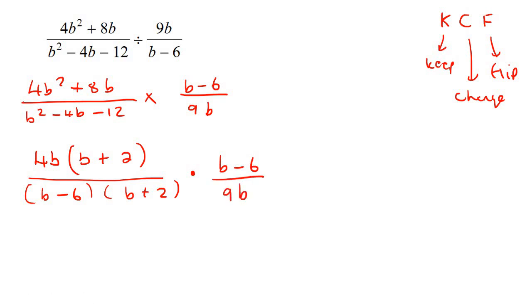Okay, so is there anything that's the same at the top and the bottom? Well, yes, this b and this b is the same. You might be saying, yeah, but Kevin, what about the 4 and the 9? They're not the same. Don't worry about those. The 4 and the 9 are not actually part of the b, okay? The b is its own little thing, so take that away, take that away. The b plus 2, take it away, take it away. The b minus 6, top and bottom. Oh, wow, so all that we're left with is 4 over 9.